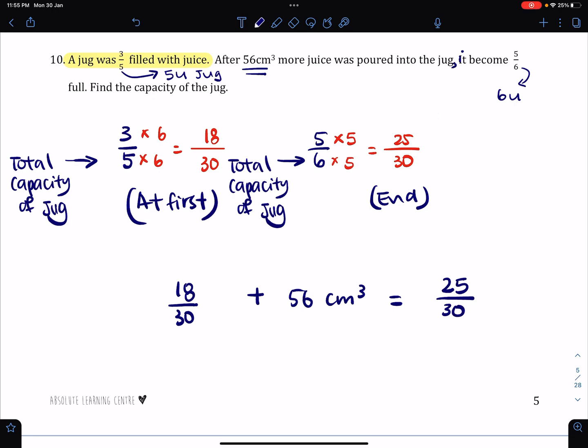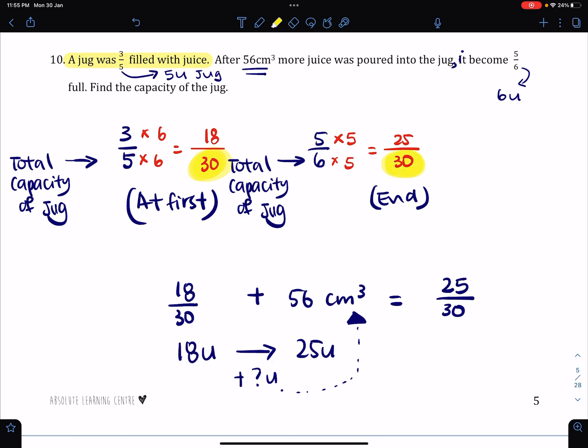So if it gets a bit complicated, maybe this would help. You have got 18 units at first, then it became 25 units. How many units was added? And that unit that was added would be equivalent to this 56 centimeter cube of water. Try and solve for the full capacity. Remember, the full capacity is 30 units.